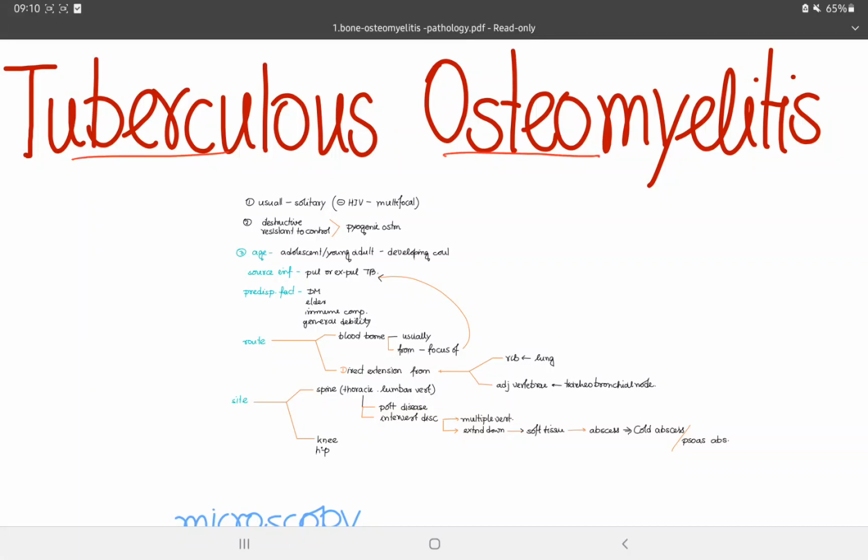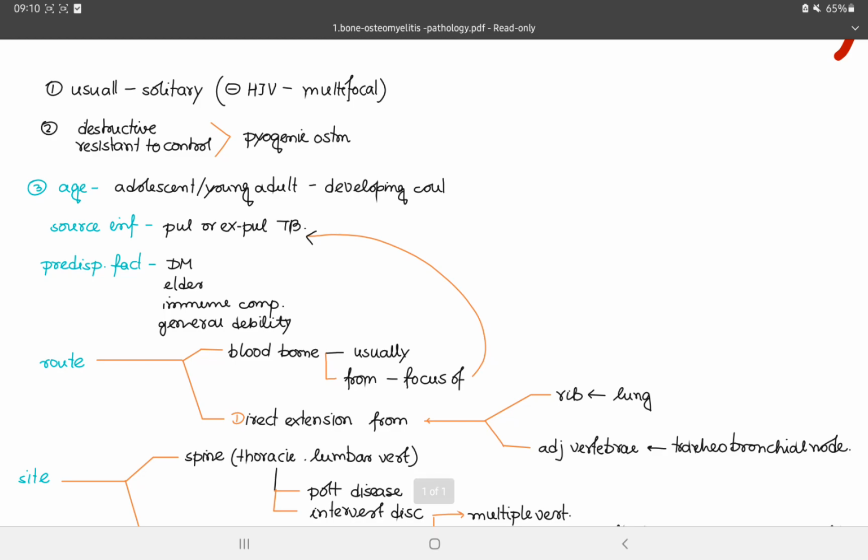Tuberculous osteomyelitis. It is usually a solitary focus, but in HIV patients, it may be multifocal. It is more destructive and resistant to control than pyogenic osteomyelitis. More commonly, it is seen in adolescents or young adults in developing countries.